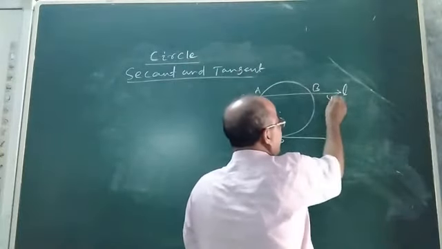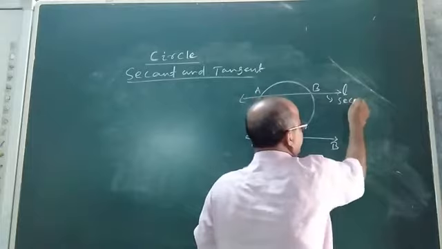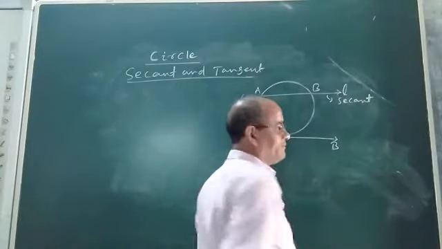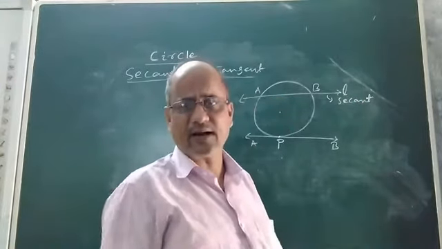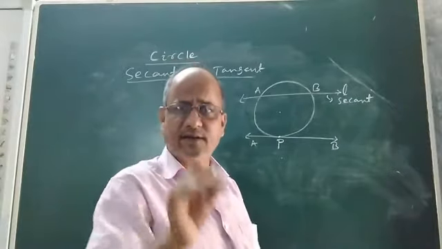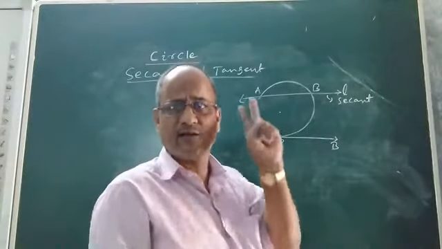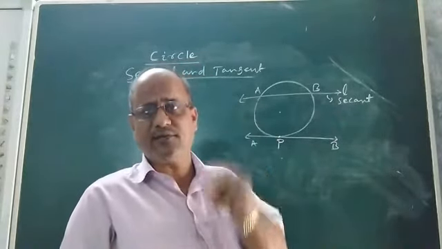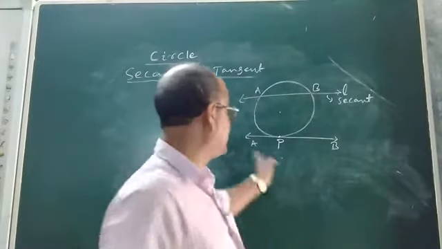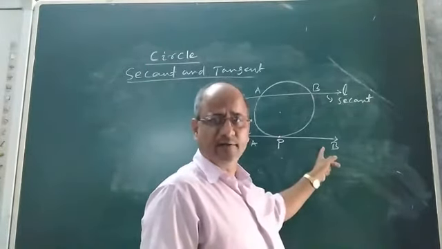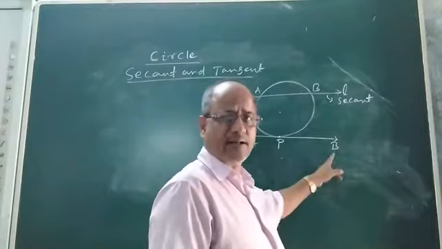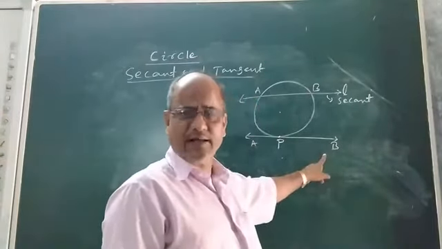So we call this line a secant line. Secant is a line which intersects a given circle in 2 distinct or different points. Now what is a tangent? On the contrary, look at the line AB. Now AB is again a line.